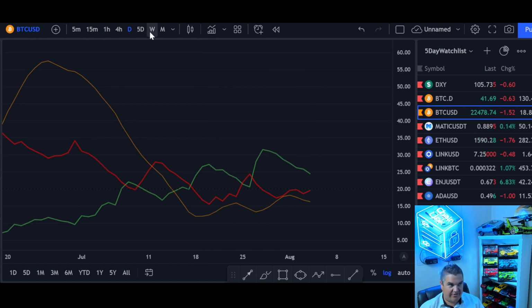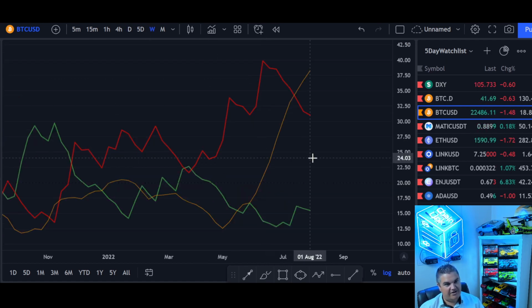Now, you could look on different time frames and then you might get a different story. Now, what do we have here? Well, this is the weekly chart, and is the ADX above 25? Yeah. Okay, then you pay attention and then you see who's on top.